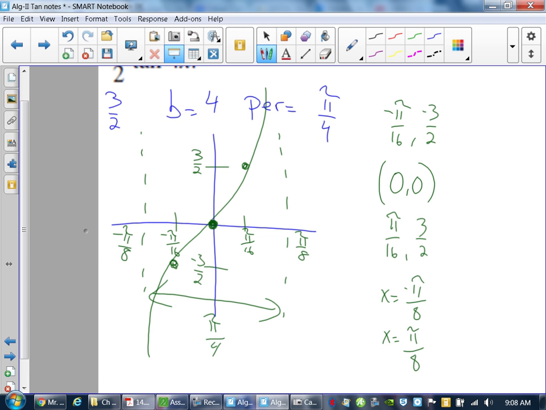The other half of the action is between 0 and negative pi over 8. What's half of negative pi over 8? Negative pi over 16. That's it. These points here are always going to be halfway between here and here. Always. Just multiply by half.